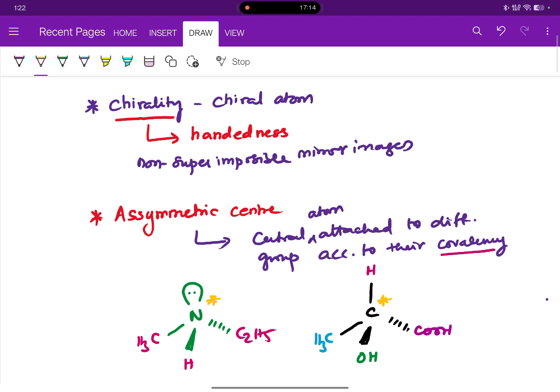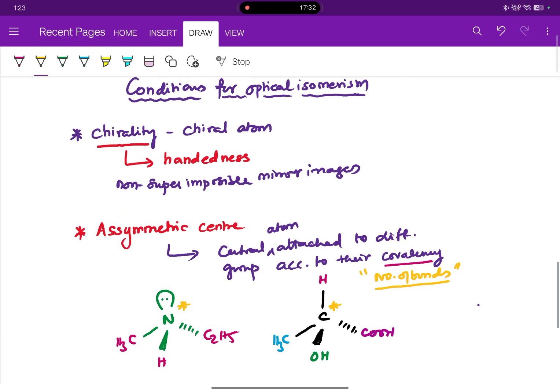Asymmetric atom or asymmetric center according to their covalency. Covalency is the number of bonds. You shouldn't misunderstand it as a covalent bond. Covalency means number of bonds. So this is the condition for optical isomerism. Clear? Yes, sir. Now I told you, in spite of having an asymmetric carbon, sometimes the molecule will be optically inactive.